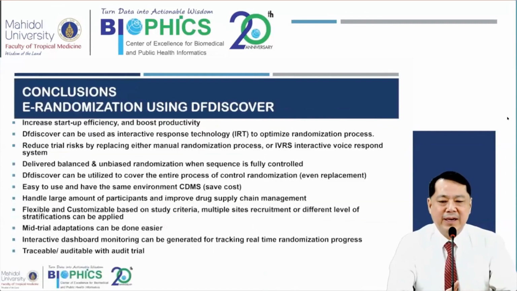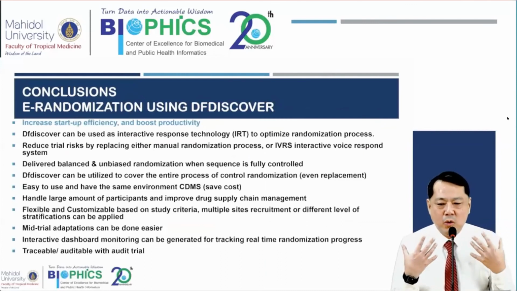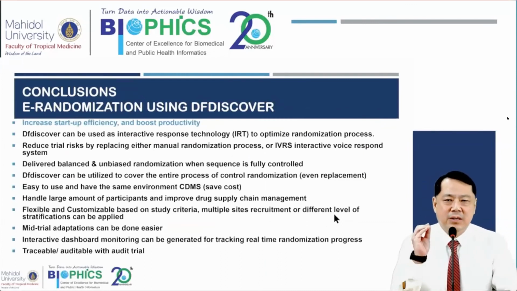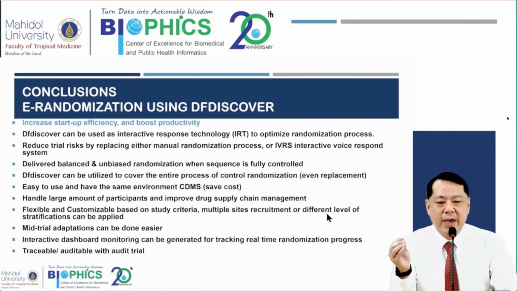For the conclusion for E-RANDOMIZED using DFdiscover, I think there are a lot of advantages here. Starting from increased startup efficiency and boosted productivity, because we can do this very, very quickly, as we need only 2 pages to initialize. So you can do this right away and save a lot of time.